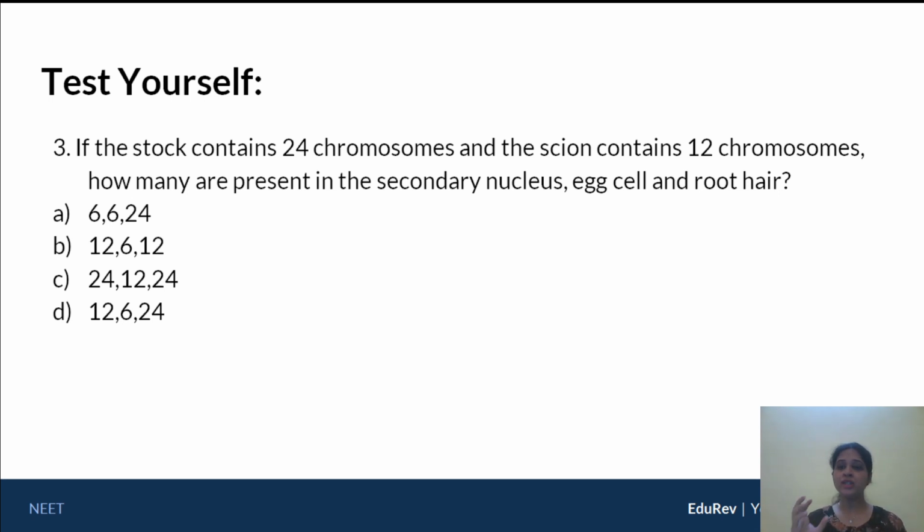Now, the scion implies we are talking about the shoot system containing 12 chromosomes. Here you have the secondary nucleus and the egg cell. Between these two, we know that the secondary nucleus is going to be diploid in nature, whereas the egg cell is going to be haploid in nature. So the secondary nucleus will be 12 chromosomes, diploid, and the egg cell will be half of that, 6 chromosomes. So therefore our answer is option D: 12 for the secondary nucleus, 6 for the egg cell, and 12 for the root hair cell.